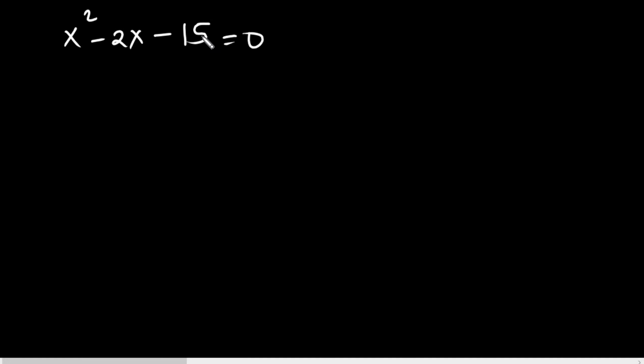So as we said, the first thing is to move this -15 to this other side. So to do that, we need to add 15 to both sides. Okay, so it's going to be x squared minus 2x is equal to, let me leave some space here.